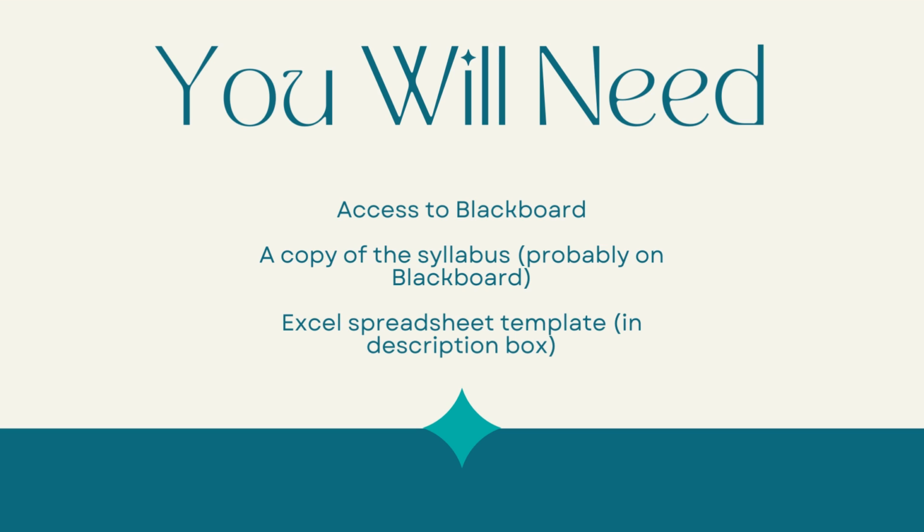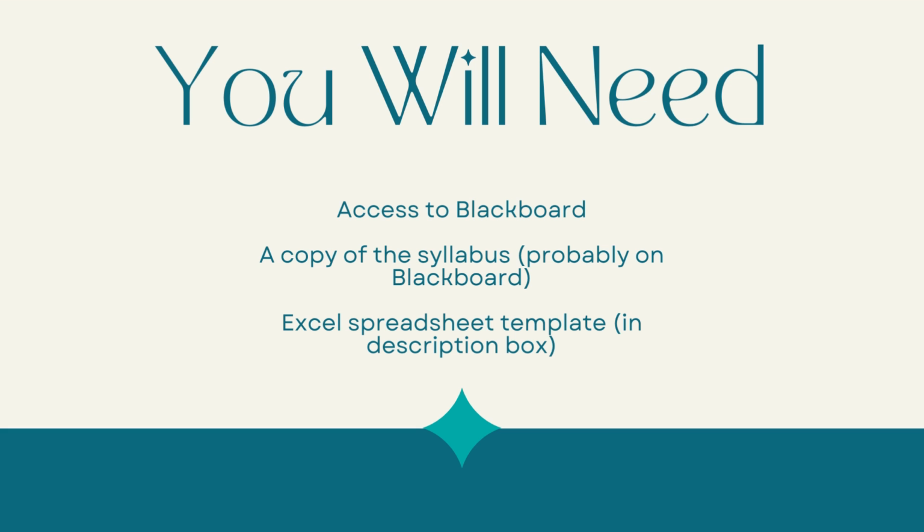So today you're going to need access to Blackboard because that's where your grades are. You're also going to need a copy of the syllabus, which is probably also on Blackboard. If you don't have it saved somewhere, you can usually find it in Blackboard and download it from there. You're also going to need the Excel spreadsheet template, which is linked in the description box. It's a special template that's already created for you to fill in with each class, and you can fill in up to 6 or 7 classes and also check your GPA using this one same spreadsheet.